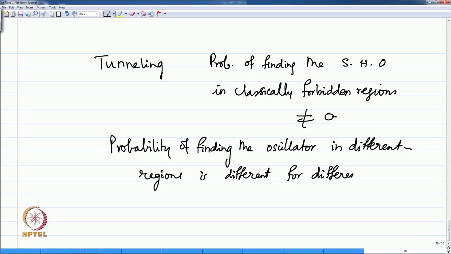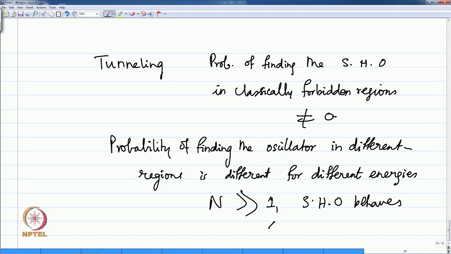Therefore, there is no uniformity except that when n is extremely large, the simple harmonic oscillator behaves similar to the classical simple harmonic oscillator. So, these are the things that need to be kept in mind.